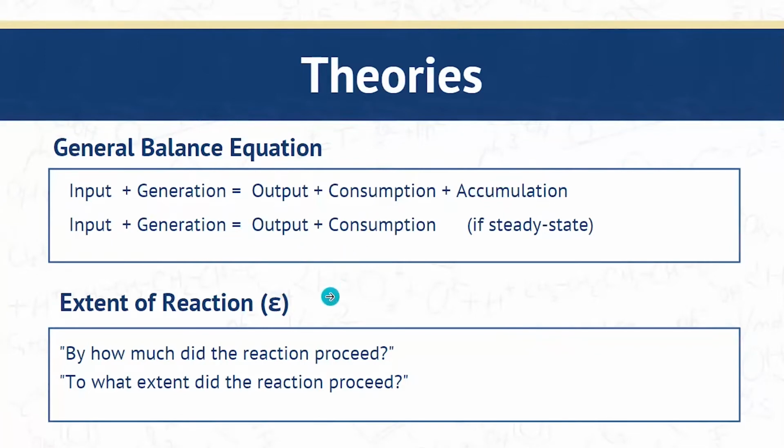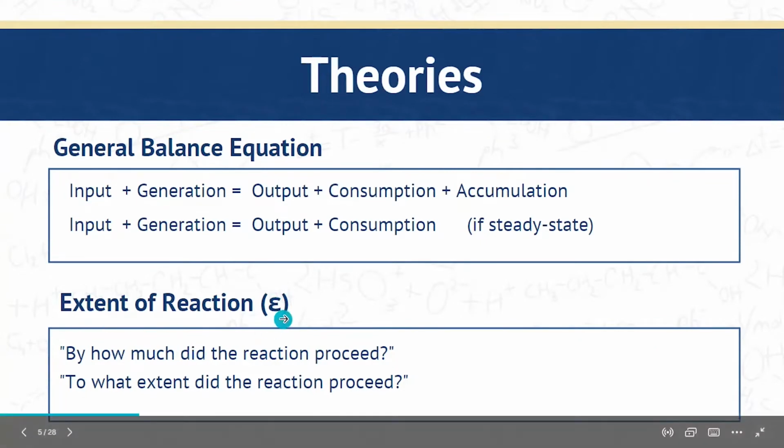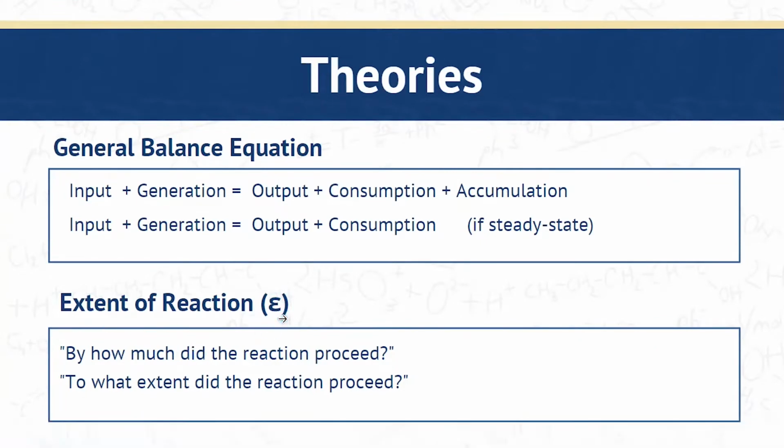Now, in the extent of reaction method, when solving stoichiometric problems, it basically asks by how much did the reaction proceed? Or better yet, to what extent did the reaction proceed? That is the extent of reaction. Meaning, we will be assigning a value. For example, the commonly used notation is epsilon. If we have multiple reactions, maybe we could use epsilon sub 1, epsilon sub 2. But these epsilon values basically measure the extent by which a reaction happened in a process.